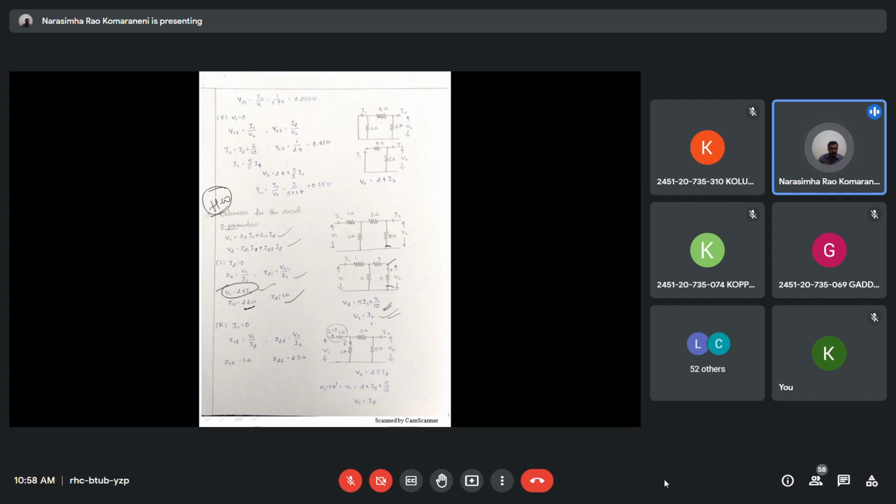Similarly, when I1 equal to 0, this side. So this is V1. Therefore, V2 by I2 is equal to 2.5 ohms. Okay, that's it now. I'll stop here. Next class we'll see the other parameters, that is Y parameters, H parameters and ABCD parameters.